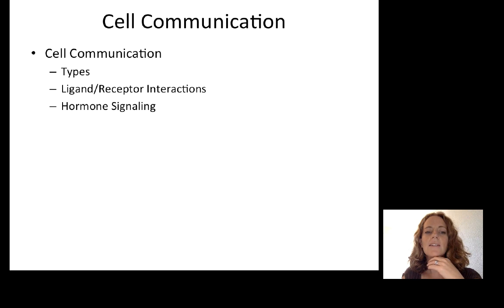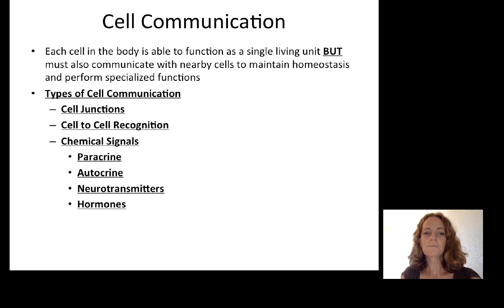And then we're going to get into the specifics of the types of signaling that can happen through different ligand-receptor interactions. So whether the chemicals can signal from the outside of the cell and have to do a cascade within the cell, or whether the chemicals can get into the cell and make changes directly inside the cell. So, cell communication starts with the types.